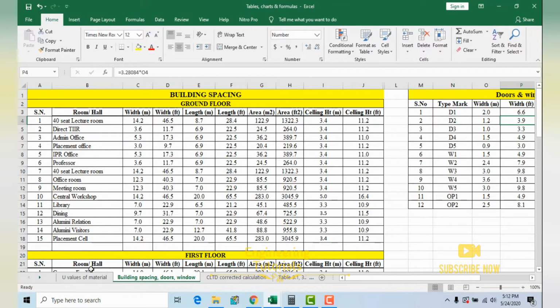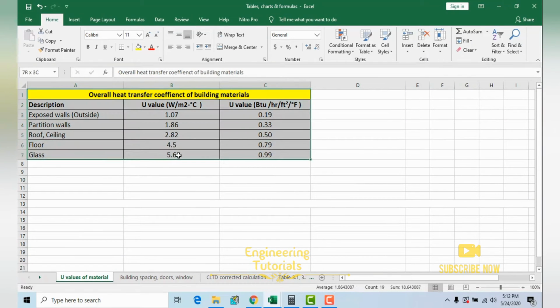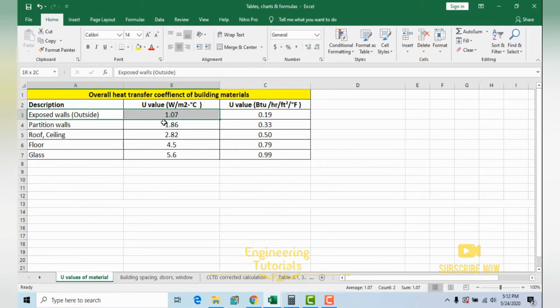So in the first tab, as you can see that we have given the overall heat transfer coefficient U values for the exposed walls, partition walls, roof, ceiling, floors and the glass. Each one is given. So I have used the conversion factor over here. If you want to use the other units, so you can use this one also. We are going to use this watt per square meter degree Celsius.